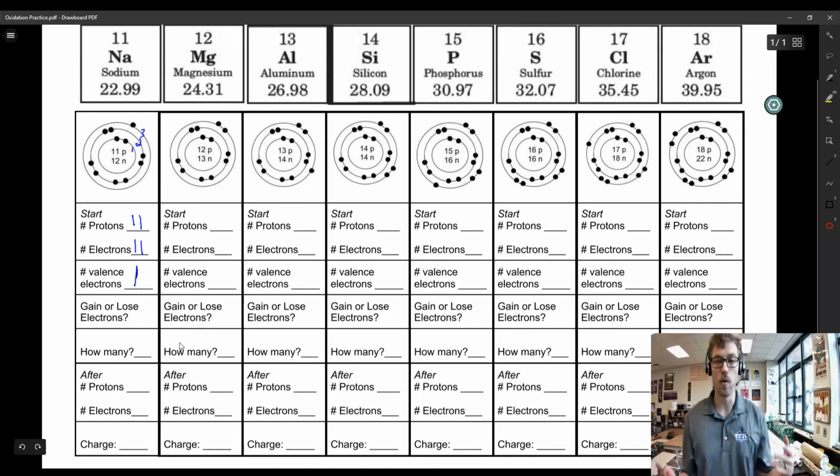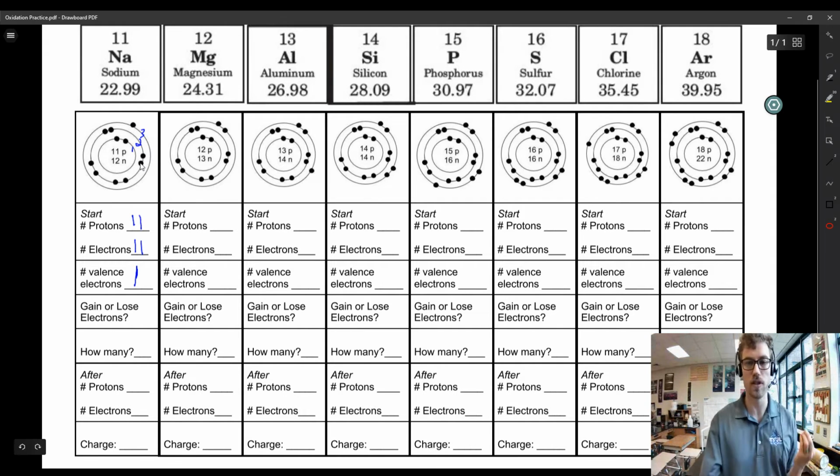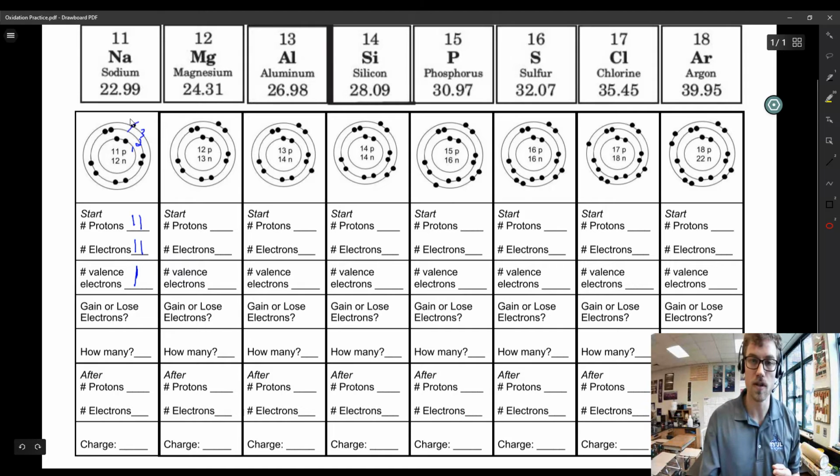Now, this atom wants to gain or lose electrons so that its outer energy level is full. Well, the third energy level can hold a total of 8 electrons. So if it was going to gain electrons, it would have to gain 7 electrons in order to be full. That's a lot of electrons. The other option is for it to lose that 1 valence electron. If this goes away, then we're going to be left with only the second energy level, which already is full: 1, 2, 3, 4, 5, 6, 7, 8.